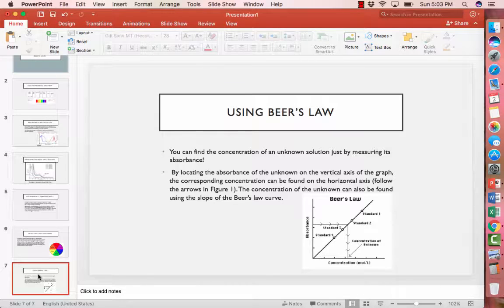So again, we're going to be using Beer's law to find the concentration of an unknown solution using absorption data.